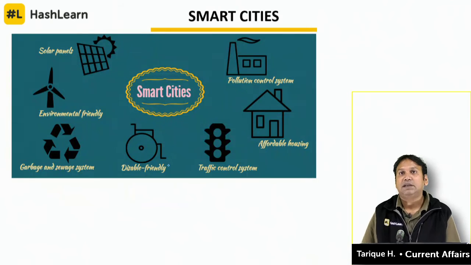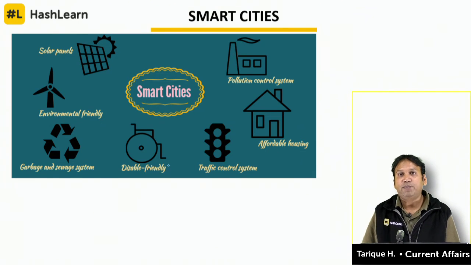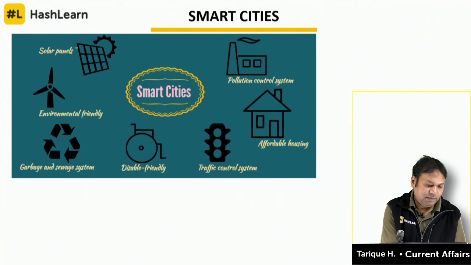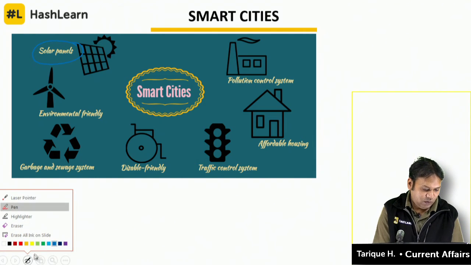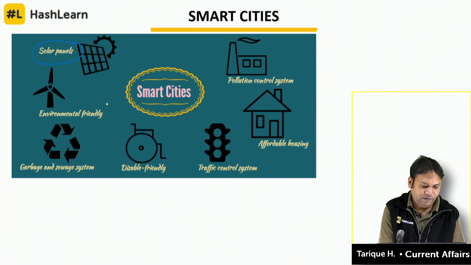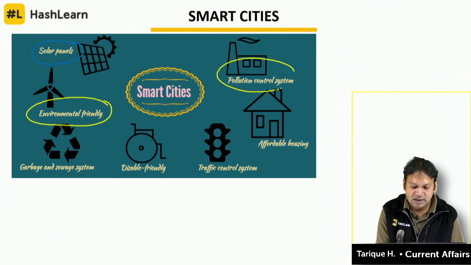Smart cities, another important ambitious project. 100 smart cities have been selected. 100 cities have been nominated in 4 rounds of selection to be converted into smart cities. But what is a smart city? What do we mean by a smart city? It means something like solar panels. Do we have better types of environmental friendly energy in the city? Do we have pollution control system in the city?